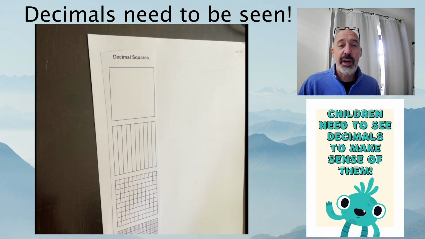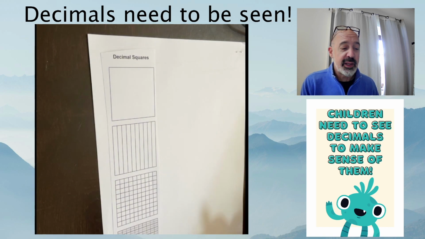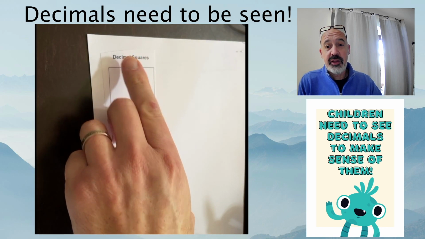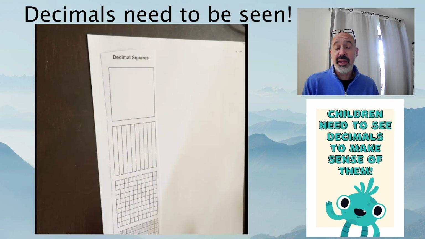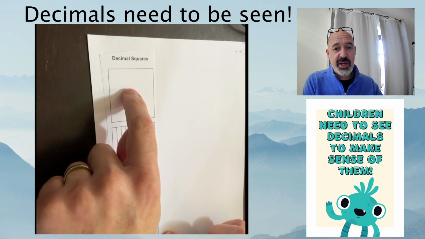Welcome to our new series on decimals, where I'm going to help you make sure that your child is an expert at understanding decimals and knowing how to compute with them so that it makes sense. So let's get started. And the best place to get started is by looking at, in my opinion, decimal squares. Because too many people just begin with the decimal point and the digits without really seeing them. So let's begin by talking about what your child should see.